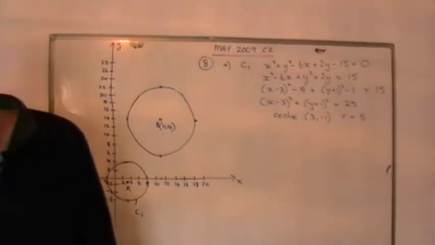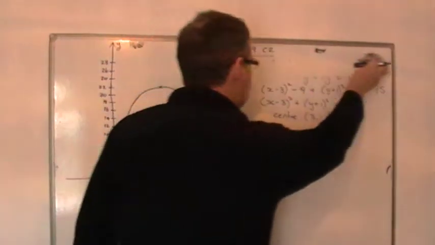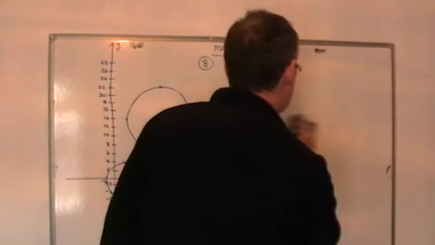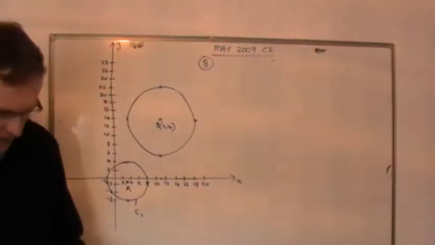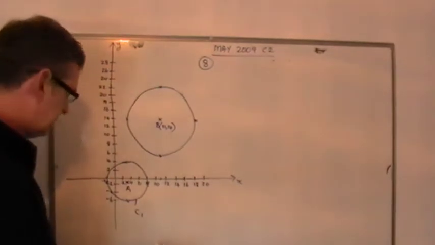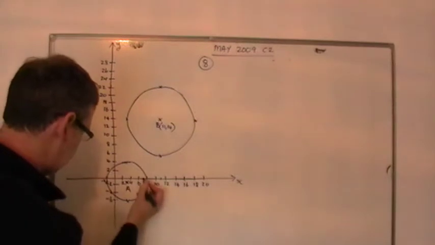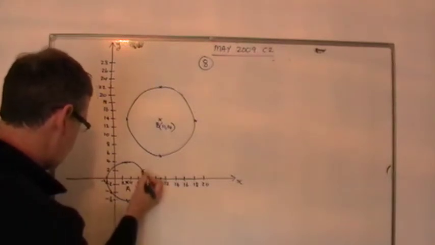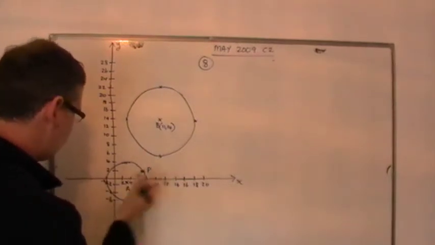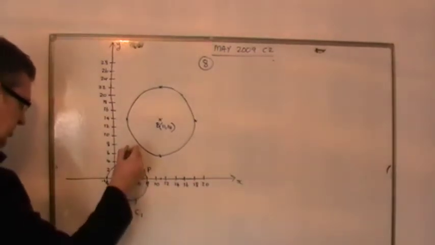Okay. On to part C a little bit later. Let's now do part B. Part B says we've got a point P with coordinates (7, 2), which lies on C1 apparently. Well, if I look at this, 7 is there, 2 is there, yep, thank heavens for that. We've got a point P there. And point P has a tangent drawn.